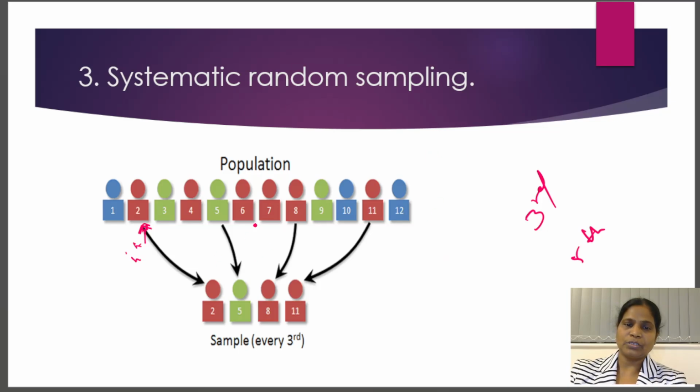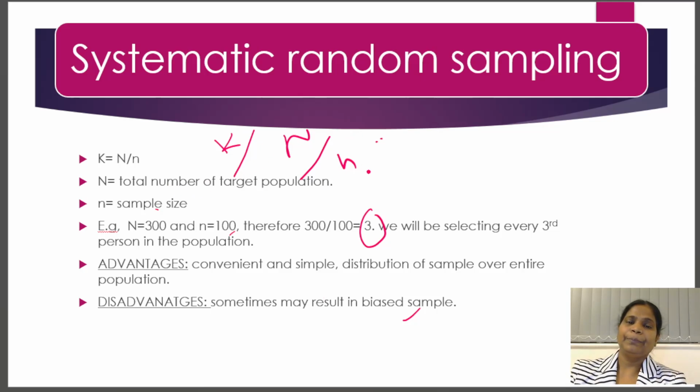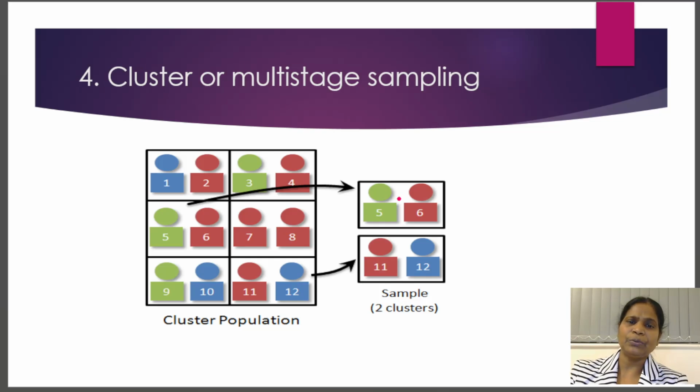I hope you understood this one. A particular odd number, every third or fifth number, according to the population, by using this formula we can select which will be the starting one and how many to be skipped. Next, coming to cluster or multi-stage sampling. Here the population is divided into clusters and the whole cluster is involved in the study. That's how it is.